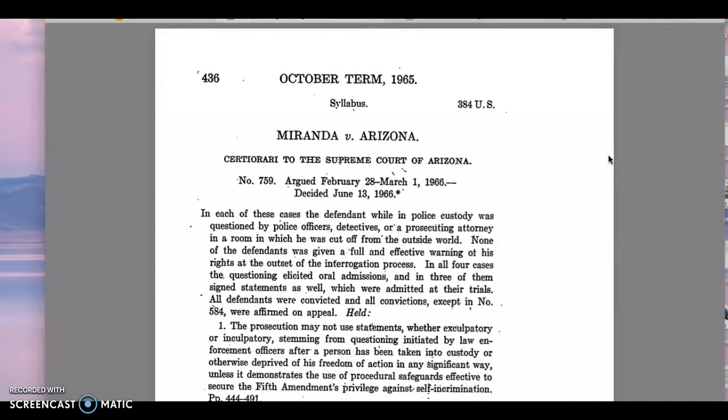There are ones for the various circuit courts. There are ones for trial courts. There are all kinds of big binders full of opinions. But when they're Supreme Court opinions, they bear the designation U.S. 384 is the volume of these reports in which this opinion is contained. Over here, 436, that's the page on which the opinion starts.